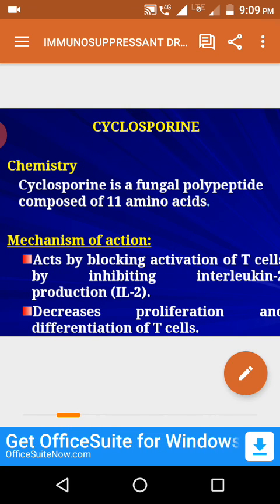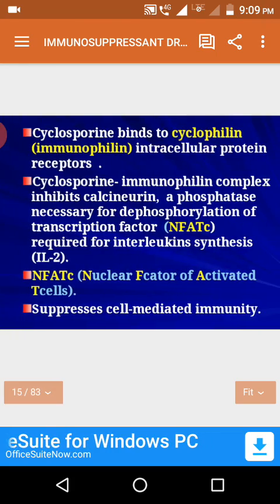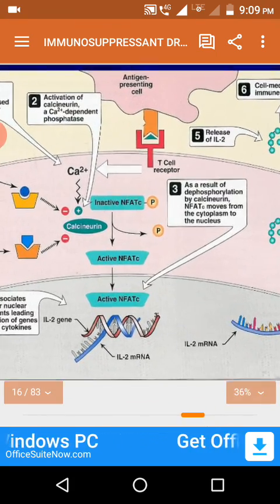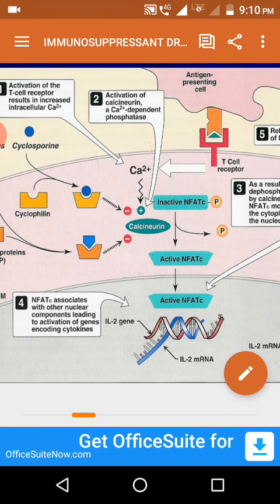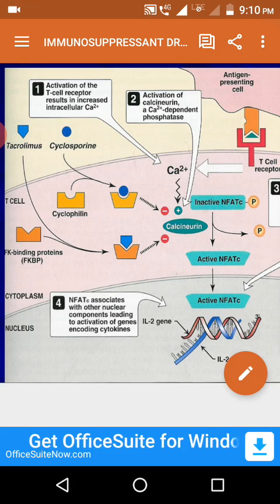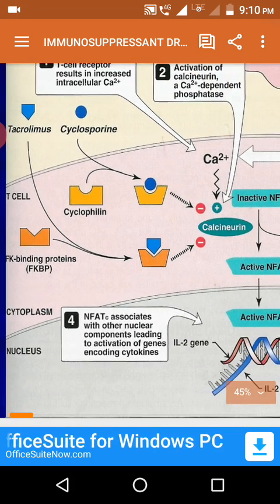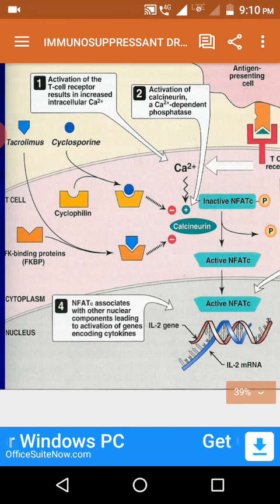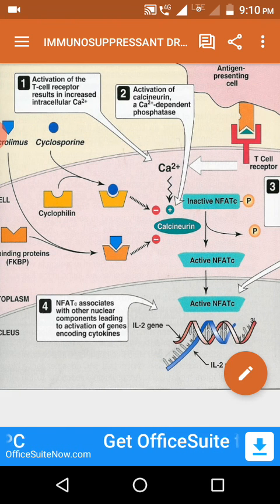So, mechanism of action. With the diagram you will come to know it very well. What is the first step? Cyclosporin enters into T lymphocytes, where it binds with cyclophilin.